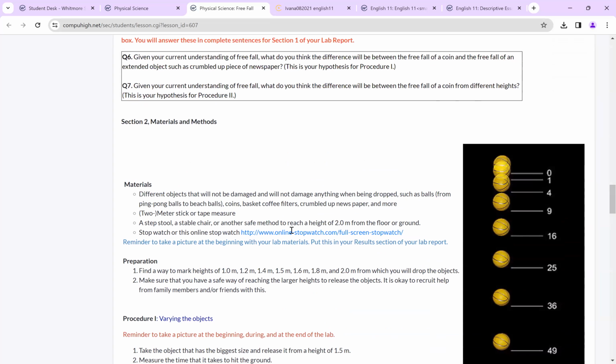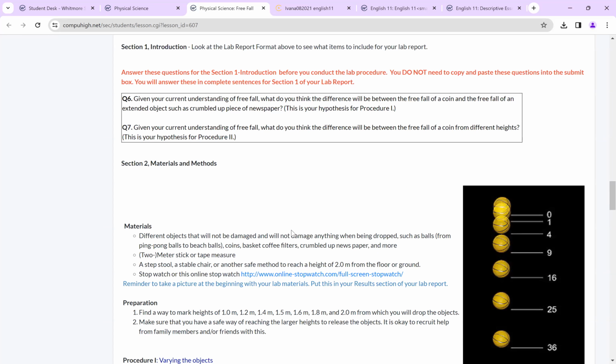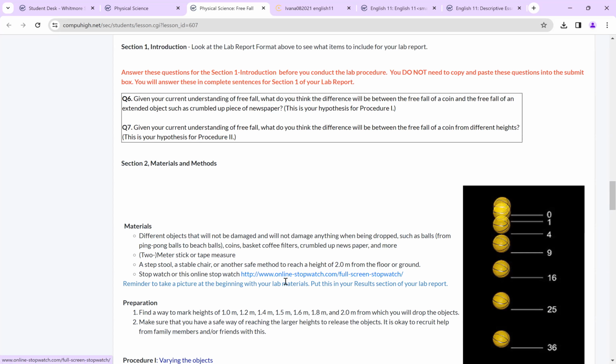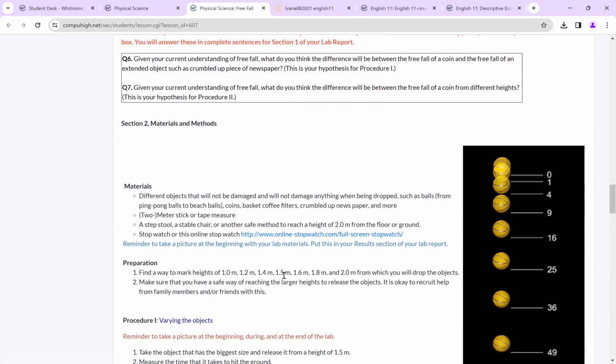So what are you doing in this lab? Different objects that will not be damaged when being dropped, such as balls, ping pong balls, coins, coffee filters. A 2 meter stick or tape measure. Do you have any of these materials with you at home? Yes, at home. A step stool or stable chair to reach a height of 2 meters. A stopwatch, here's the online stopwatch. Find ways to mark heights of 1 meter, 1.2 meters, and so on, from which you will drop the object.